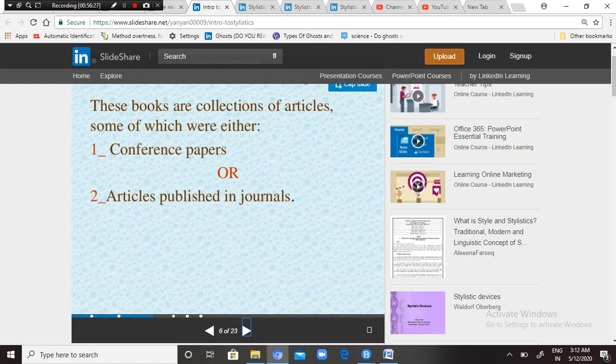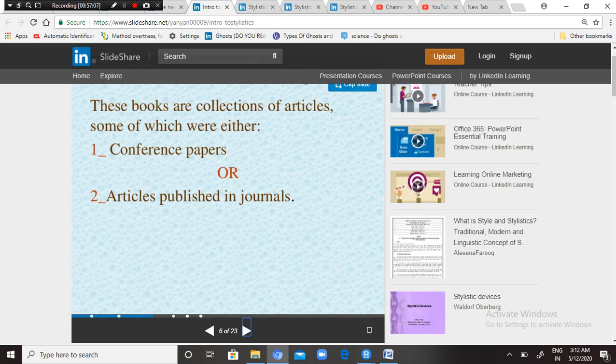The book is a collection of articles, some of which were conference papers or journal publications. In other videos, I will also discuss how to write an article, the parts of an article, how we can write and how we can publish an article, which is our own research material and our own research method. So the book is a collection of articles.